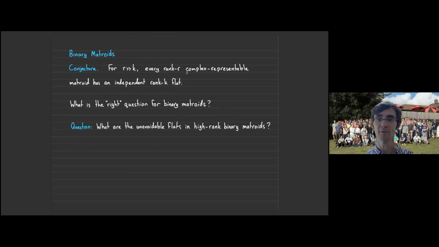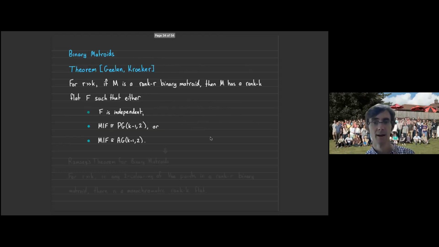So the unavoidable flats in high-rank complex representable matroids are presumably the independent flats. That's what the conjecture says. What are the unavoidable flats in high-rank binary matroids? What are we forced to see? And the theorem is that if you have a sufficiently high-rank binary matroid, you're forced to see a rank K flat that's either an independent flat, or it's a flat that's isomorphic to a projective geometry, or it's a flat that's isomorphic to an affine geometry.